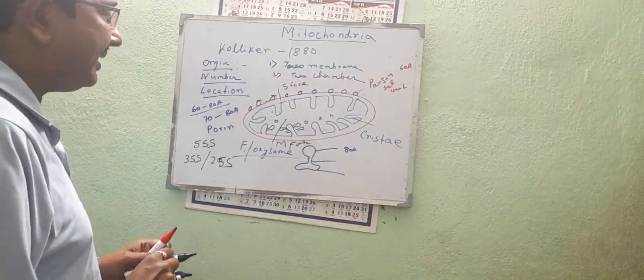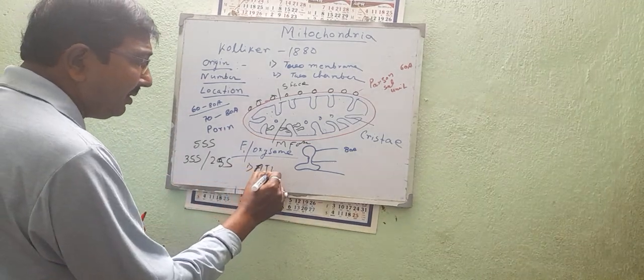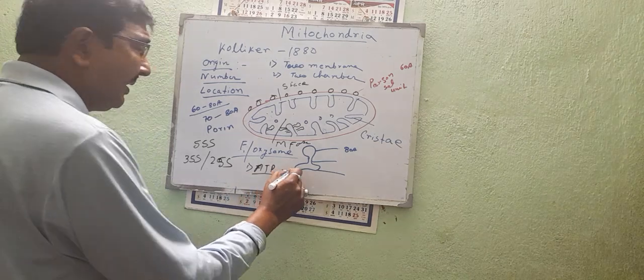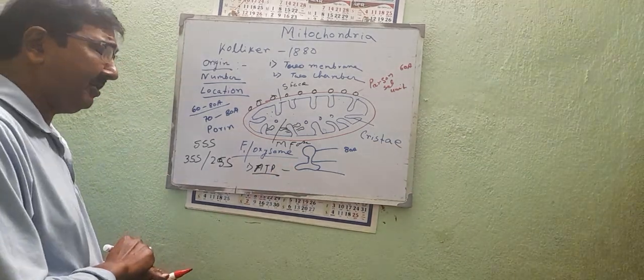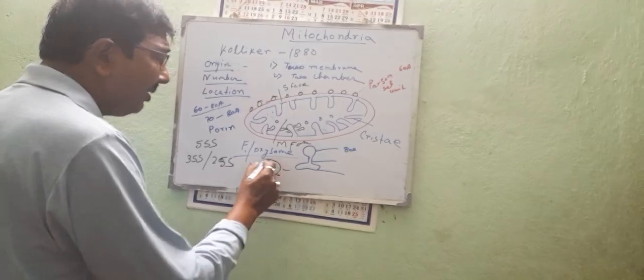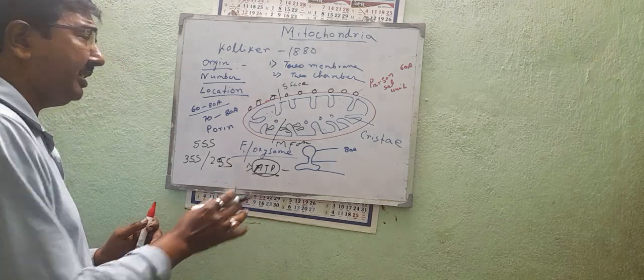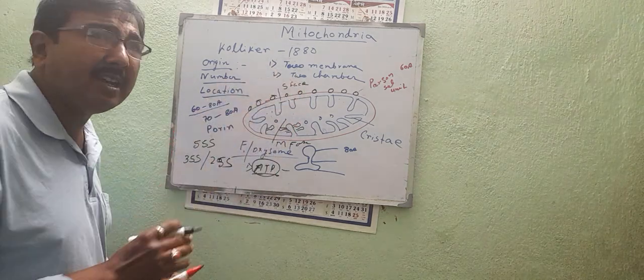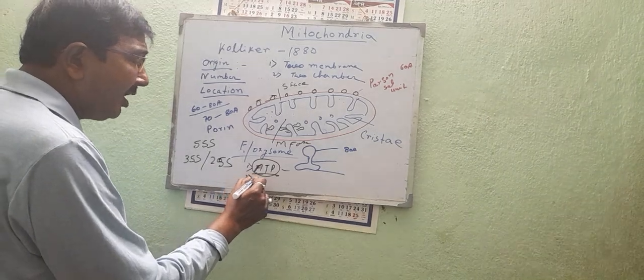Then what are the functions? The main function is ATP formation, because during the TCA cycle and the electron transport system, more ATP formation occurs here. Mitochondria produce a large amount of ATP. That's why it is called the powerhouse, the energy house of the cell.